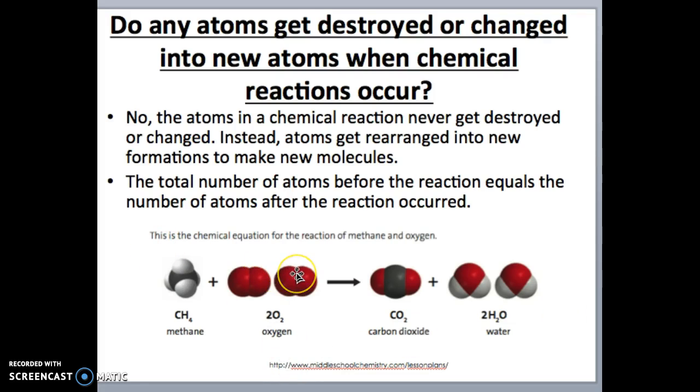Now, this rule applies to any reaction, so keep that in mind. You can't ever destroy atoms, and you can't ever change atoms into another type of atom by removing protons or neutrons. That's different from a chemical reaction.